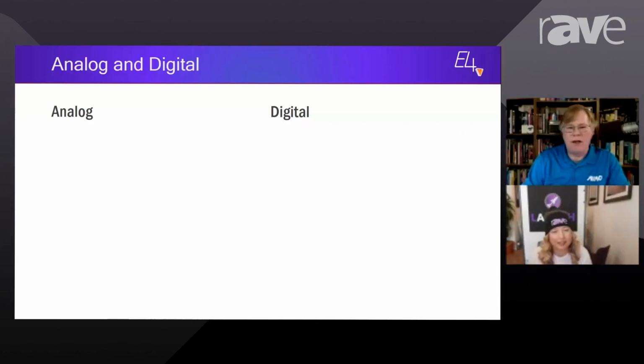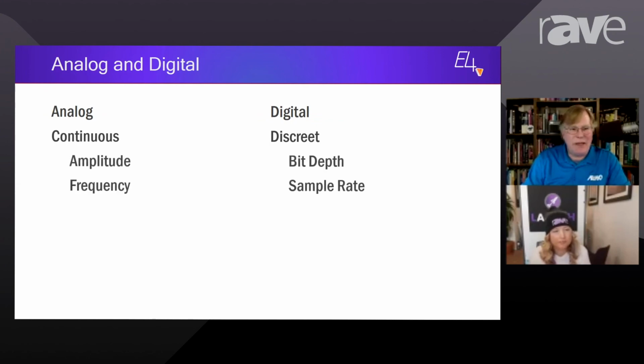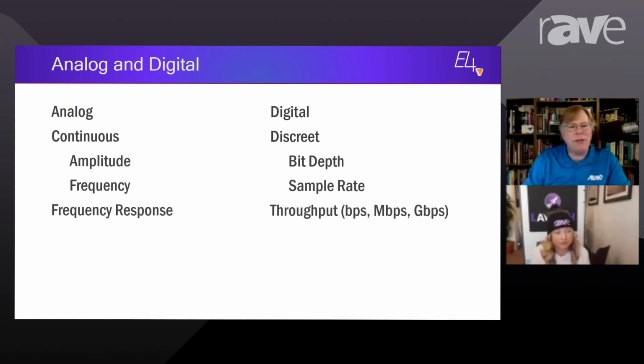All right, so let's summarize this with some comparisons between analog and digital. With analog, it's continuous. With digital, it's discrete. With continuous, we mean amplitude and frequency. In digital, it's going to be bit depth and sample rate. When we talk about bandwidth in analog, we're talking about frequency response, that 20 to 20k kind of thing. In digital, when we speak about bandwidth, we're talking about throughput: bits per second, megabits per second, gigabits per second.